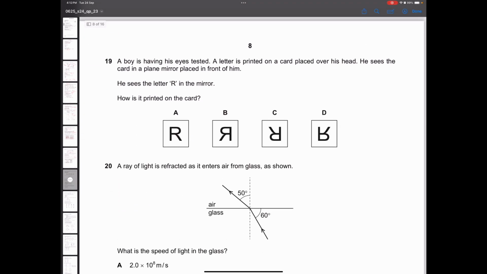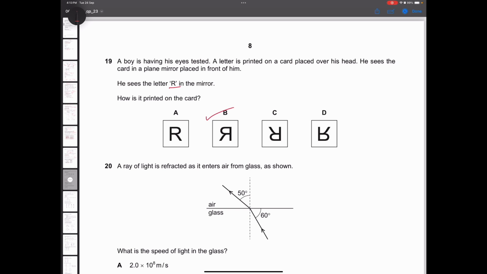A boy is having his eyes tested. A letter is printed on a card placed over his head. He sees the card in a plane mirror placed in front of him. He sees the letter R. So it will just appear to be shifted towards the left. That is why the answer will be B.